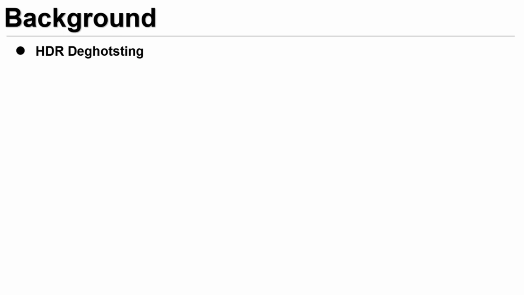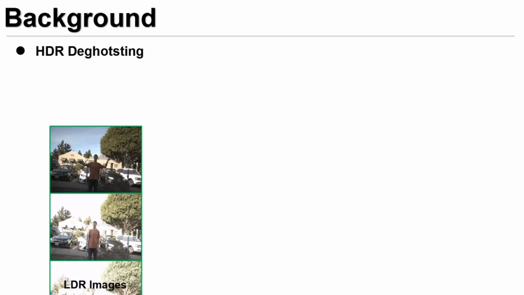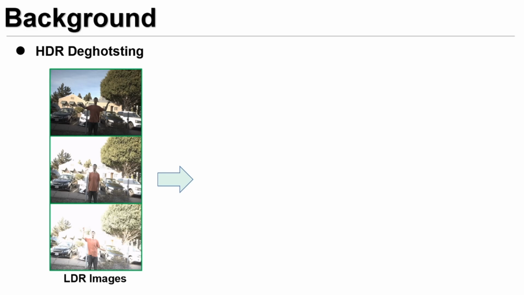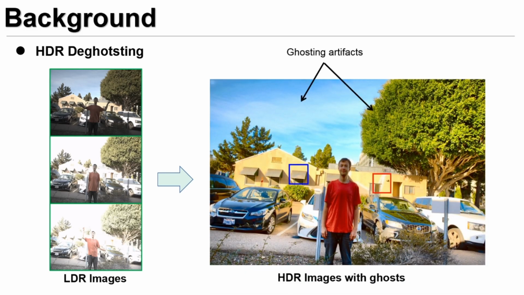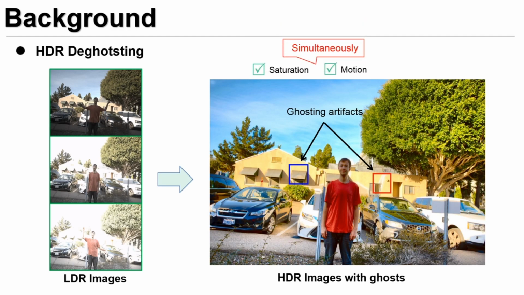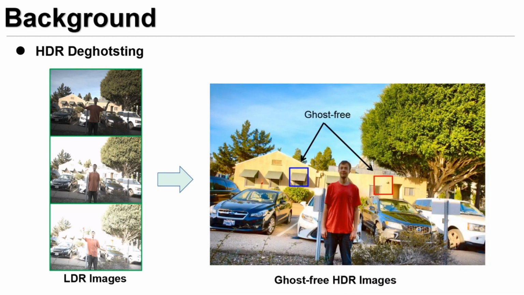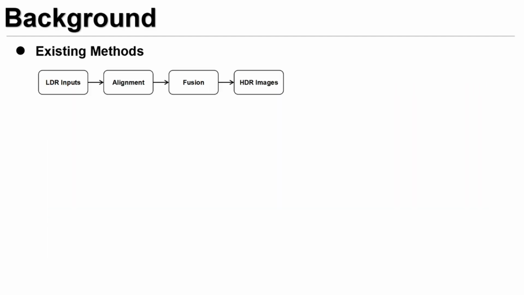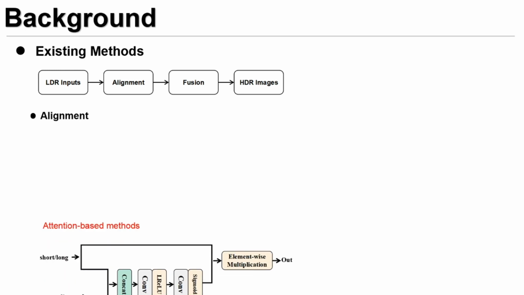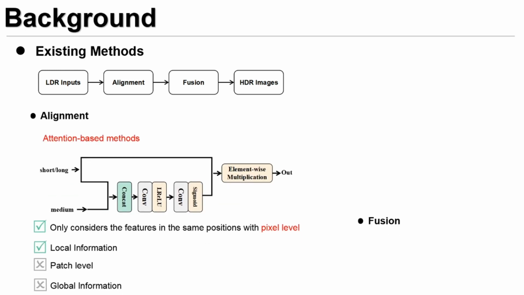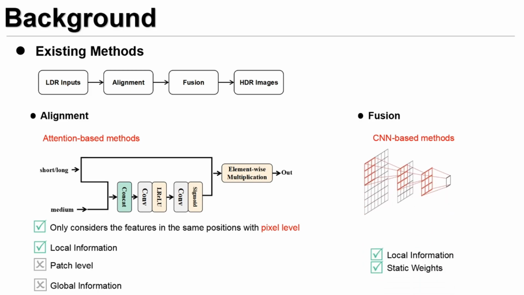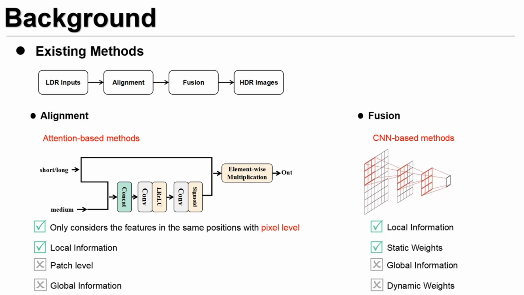As we know, HDR imaging can effectively recover details in static scenes. It may produce ghosting artifacts on dynamic scenes or handheld camera scenarios, especially when saturation and motion exist simultaneously. In this paper, we try to generate ghosting-free HDR images in this situation. Following the alignment fusion pipeline, existing methods often use attention to align and convolutional neural networks to fuse. However, these methods only consider the features in the same positions at pixel level and cannot obtain global information.